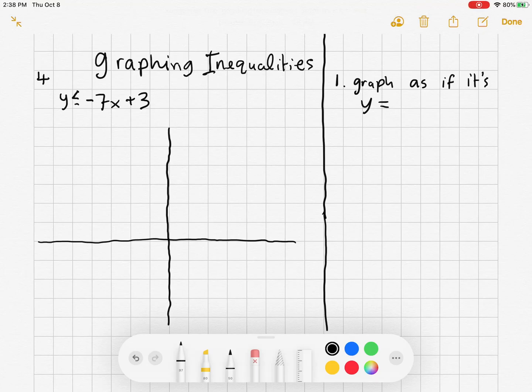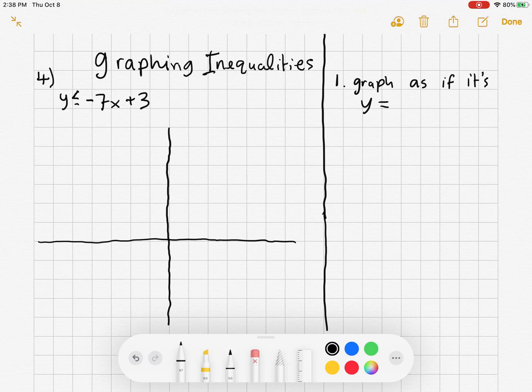Okay, so today we're going to talk about graphing inequalities. Graphing inequalities is very similar to graphing lines like we've been doing. There's essentially just one or two more steps depending on how you look at it. So consider problem 4 from our homework. It says y equals, it's not equals. That's the whole point of the lesson, right? Y is less than negative 7x plus 3.